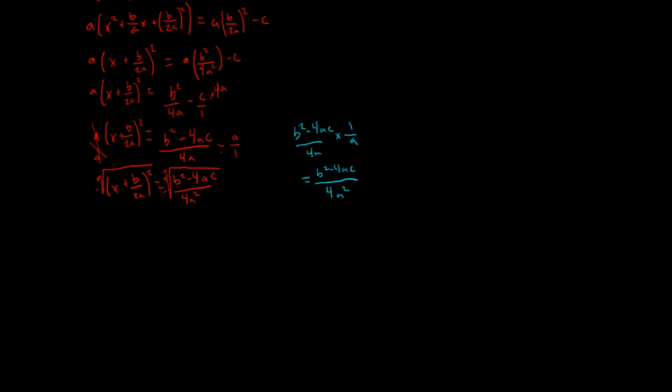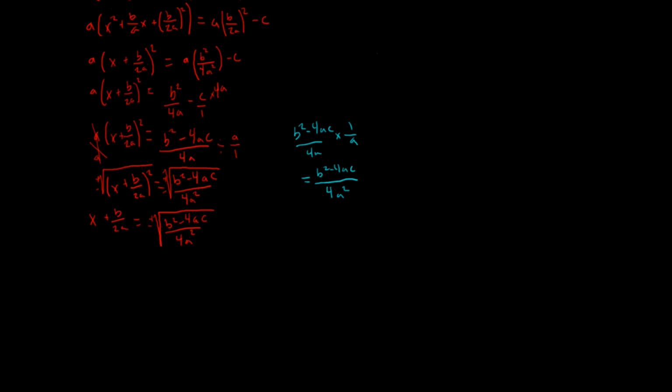of this. And I'm going to tidy that up a bit. So we've got now x plus b over 2a is equal to the positive or the negative square root of b squared minus 4ac over 4a squared.